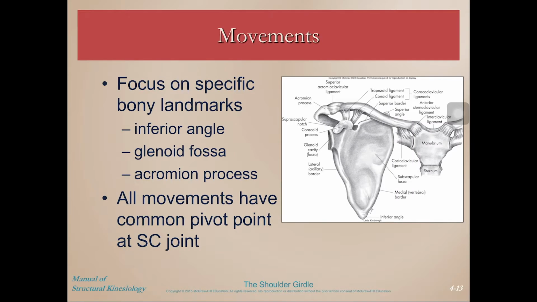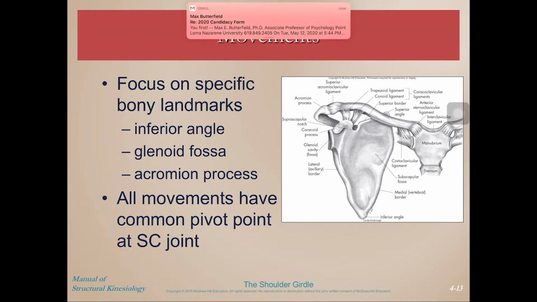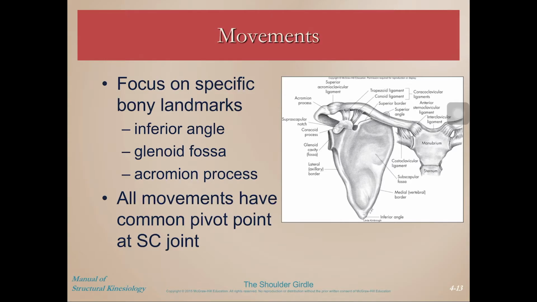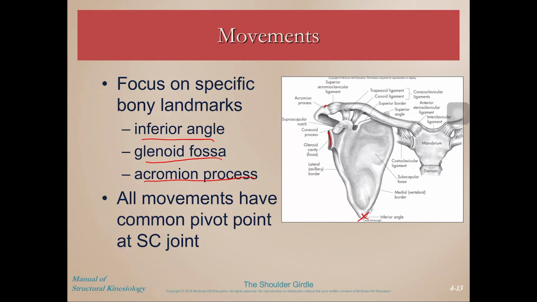All right, here we are in the slides, and remember that this video will focus on joint movements of the scapulothoracic joint and the shoulder girdle. When we're talking about movements specifically of the scapula, we need to pay attention to the bony landmarks of the inferior angle, down here, the glenoid fossa, as I've mentioned before, and how that repositions, and the acromion process, right here at the superior aspect. If we can track these bony landmarks, we can tell where the scapula is positioned. And remember that all movements have that common pivot joint at the SC joint.